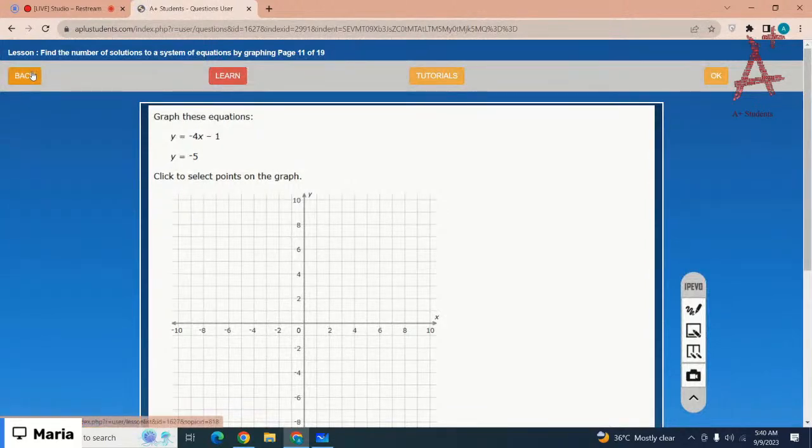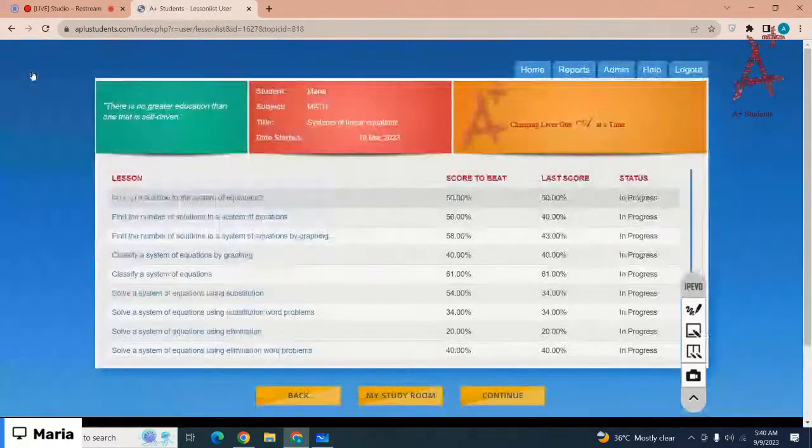Okay, so you can complete the lesson by yourself later today. We were working on grade 10 math. The chapter we are working on is system of linear equations. The lessons we have covered today are: is (x, y) a solution to the system of equations? Find the number of solutions to a system of equations. Find the number of solutions to a system of equations by graphing.